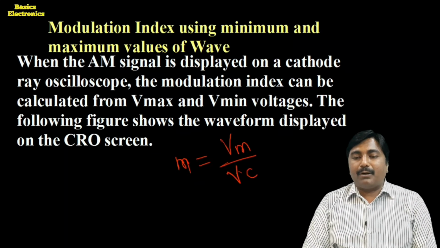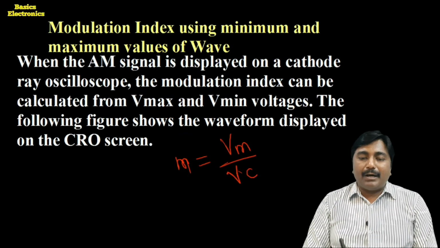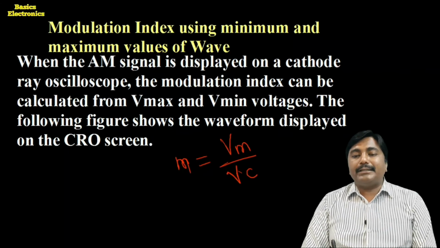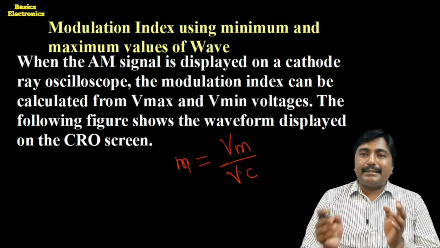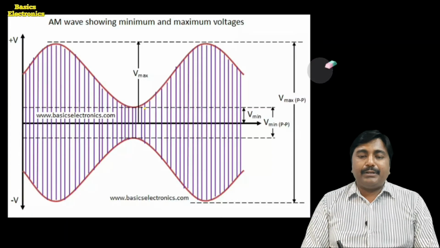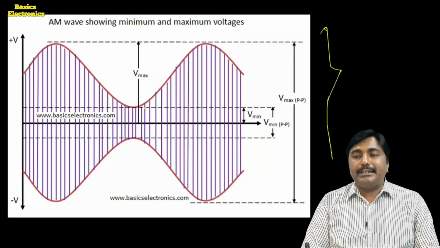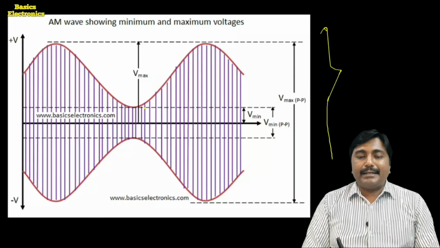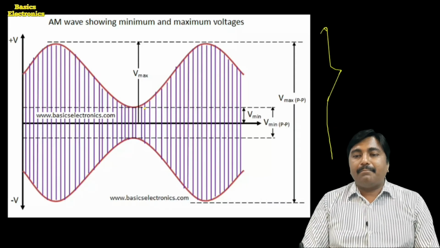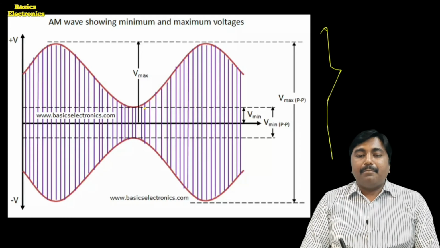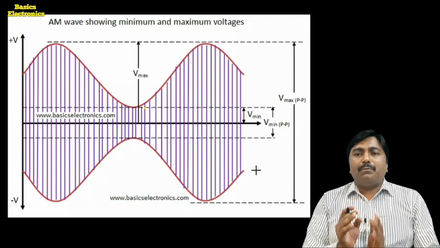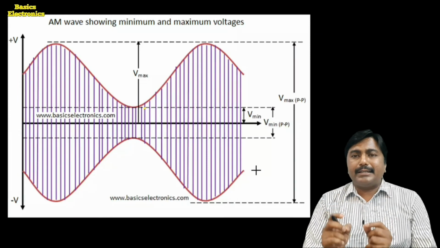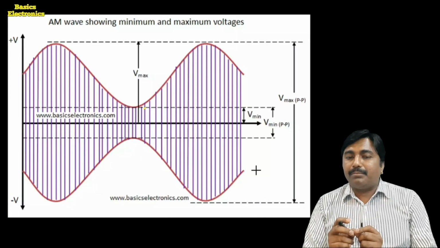If we have to find out the modulation index, the percentage of modulation, then we can use this formula. But what if you do not know the signal voltages, and the signal is displayed on the CRO screen? If we have this type of waveform displayed on the CRO screen, then we can easily find out the modulation index by determining the minimum and the maximum voltage. Now you just need to know the peak value of the modulating signal and the peak value of the carrier signal.